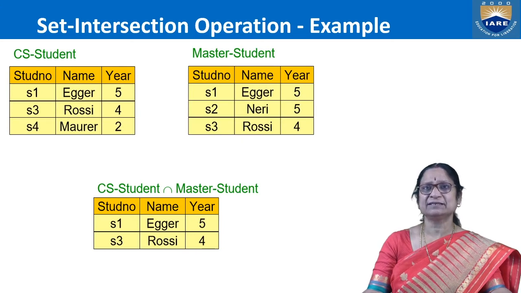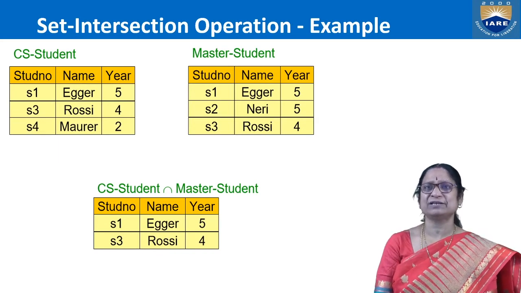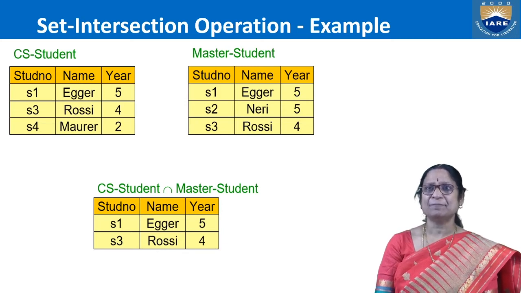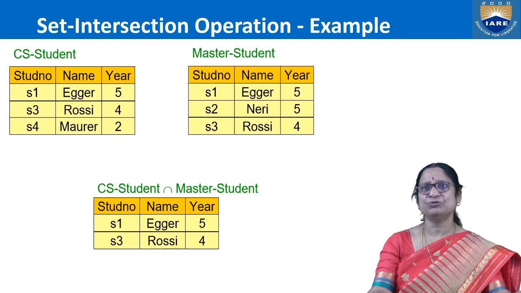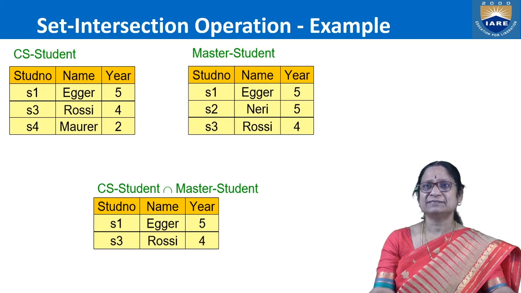Another example you can consider: computer science students and master students. Here two relations are there, CS students and master students. For CS students intersection master students, we have to consider the common tuples. But check that the number of attributes is the same. Student number, name, year in the CS students, as well as in master students you have student number, name and year. So they are compatible relations, and the structure is the same.